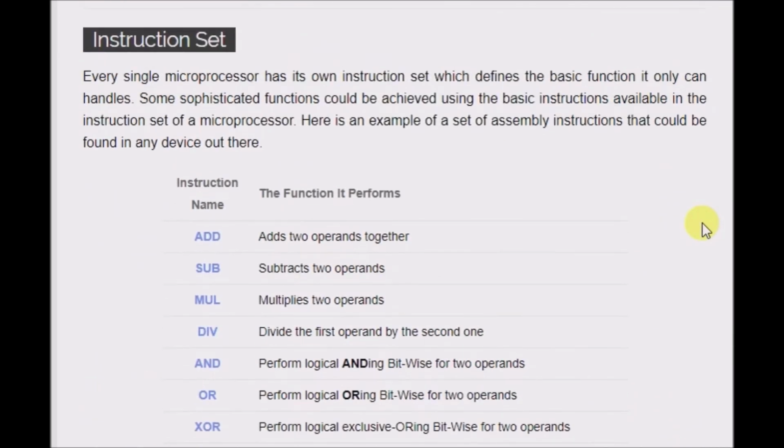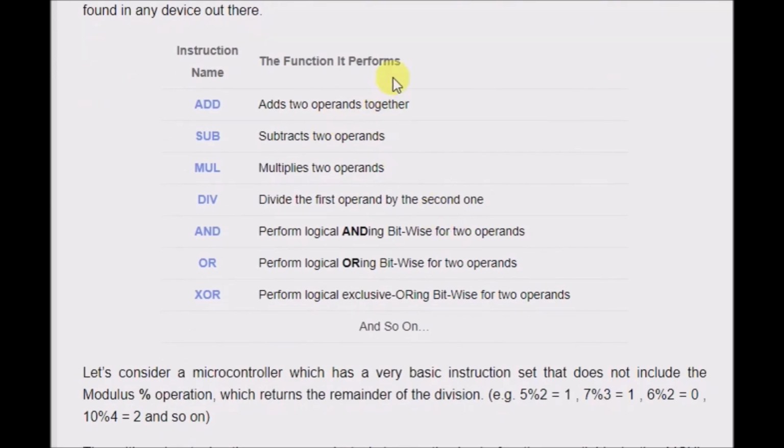Instruction set. Every single microprocessor has its own instruction set, which defines the basic functions it can handle. Some sophisticated functions could be achieved using the basic instructions available in the instruction set of a microprocessor. Here is an example of a set of assembly instructions that could be found in any device out there, and the function each performs. ADD adds two operands together. SUB subtracts two operands. MUL multiplies two operands, and so on and so forth.